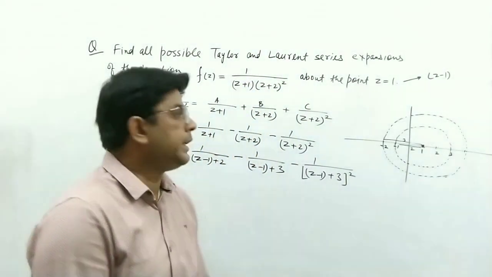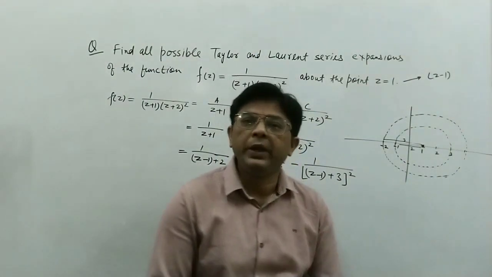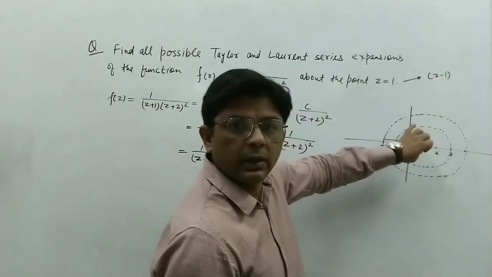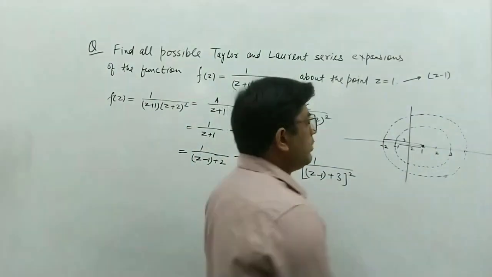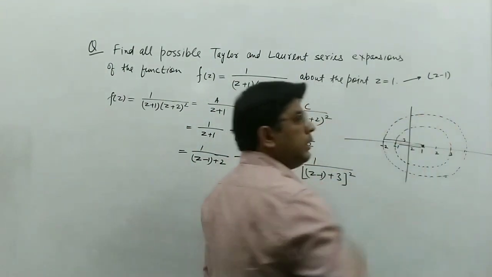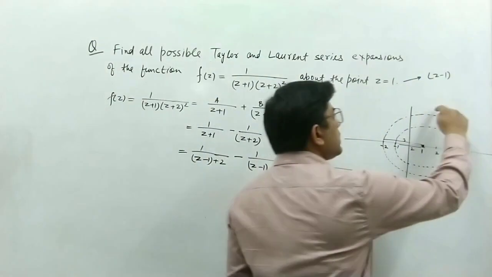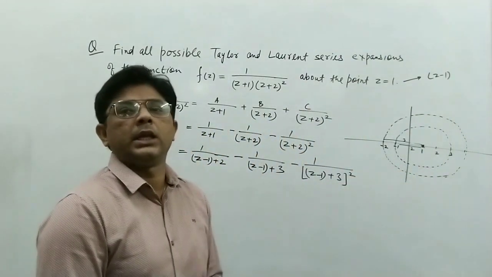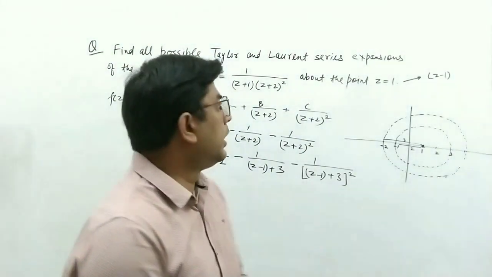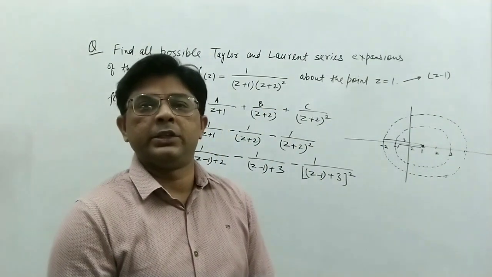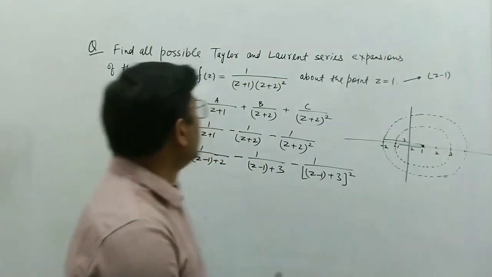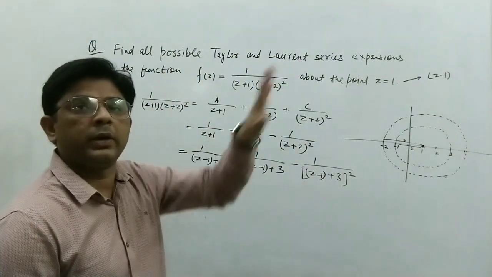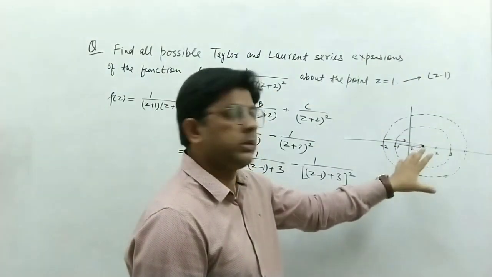So now we can see that there are 3 regions. One region is inside the smaller circle. The second region is between these two circles. And the third region is outside this bigger circle. Okay. So we have 3 regions now, and we will find the series in these 3 regions, because it is asked that we have to find all possible Taylor and Laurent series. So there are 3 possible regions.